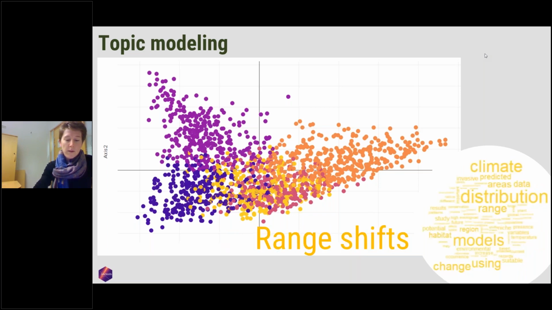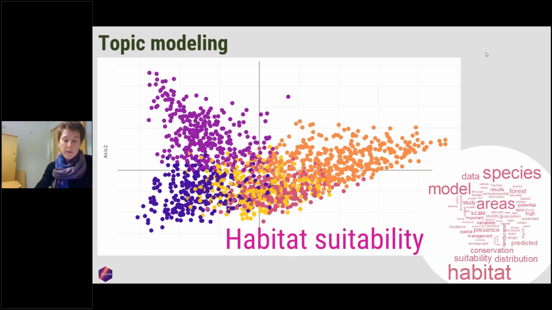And then in the middle, we've got some more specific applications of methods. The words are more applied than in the orange cluster, but they're not as straightforward as the purple terms. In this yellow cluster, we've got things like climate, models, range, distribution. And then in pink, we have words like habitat, suitability, conservation. Similar to the yellow cluster, these are terms that suggest the application of analysis methods to empirical questions.